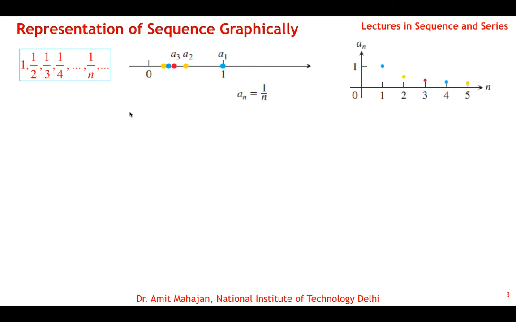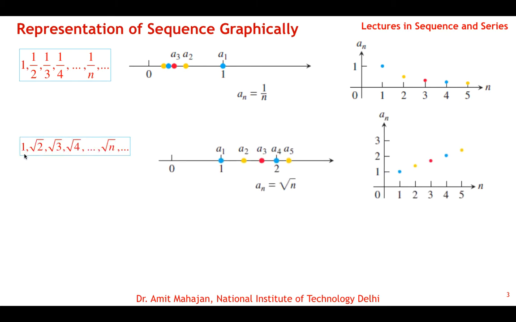Okay, so basically there are two ways: we can represent it on the real line, or we can represent it on the xy plane. Say for example we take another one, say 1, root 2, root 3, root 4, root n. So the first element a1 is 1, then the second element is root 2, third element is root 3, then we have root 4 which is 2, then root 5, root 6, root 7 and so on. Or we can represent it on the xy plane. So it's root 1 which is 1, then root 2, root 3, root 4. So the fourth position is root 4 which is 2, root 5, root 6 and so on.